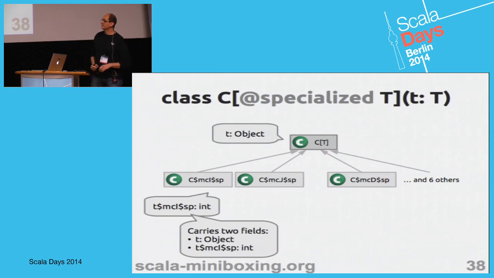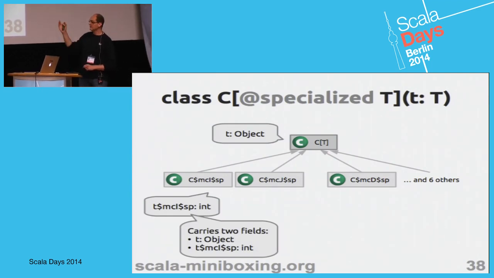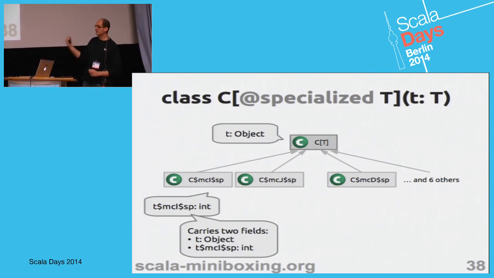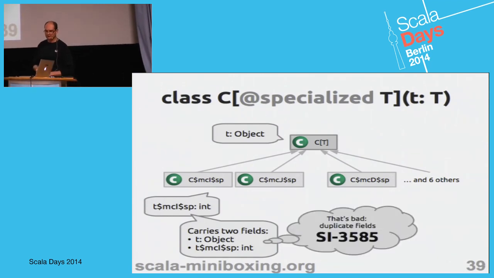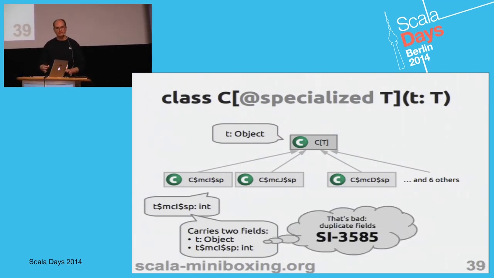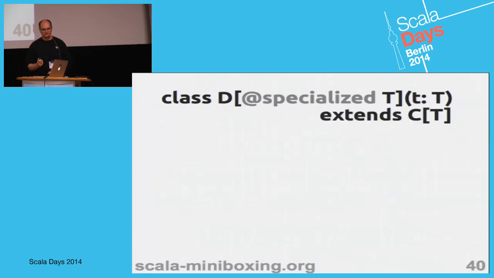Exactly. So we have two fields in the specialized variant. One is the generic one, which is inherited, and one is the specialized one, which is defined in the class. Okay, so that's not really good. We have this bug, a long-standing bug, and it's been there for a while. We haven't fixed it just because it fundamentally changes the transformation.